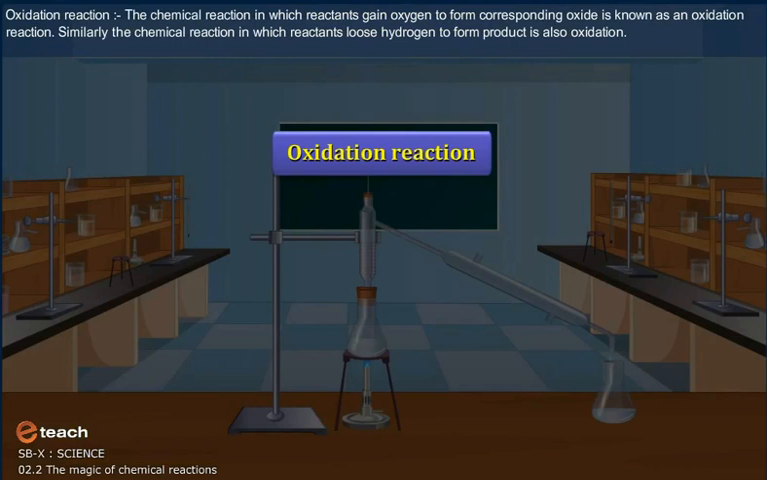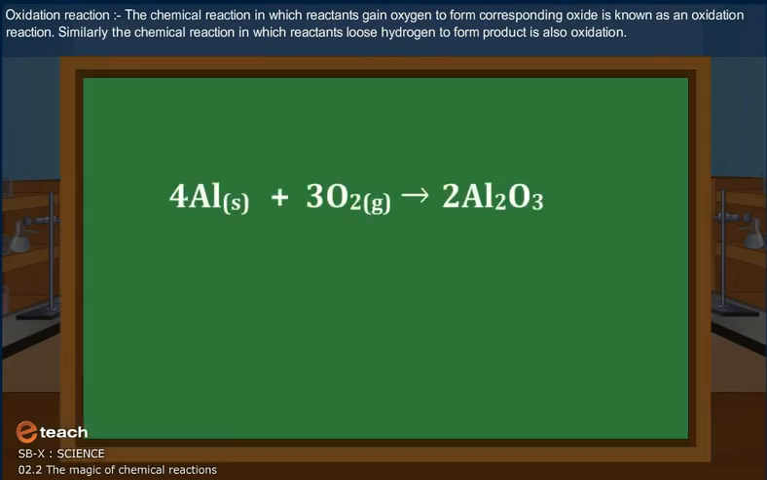Oxidation reaction. The chemical reaction in which reactants gain oxygen to form the corresponding oxide is known as an oxidation reaction. Similarly, the chemical reaction in which reactants lose hydrogen to form product is also oxidation.